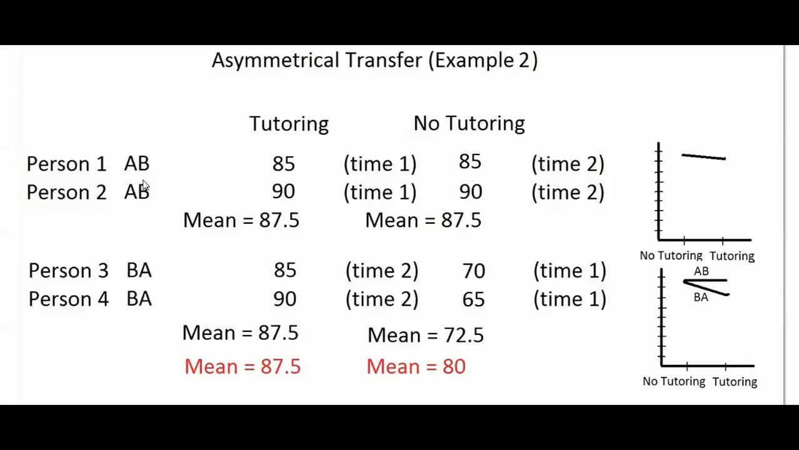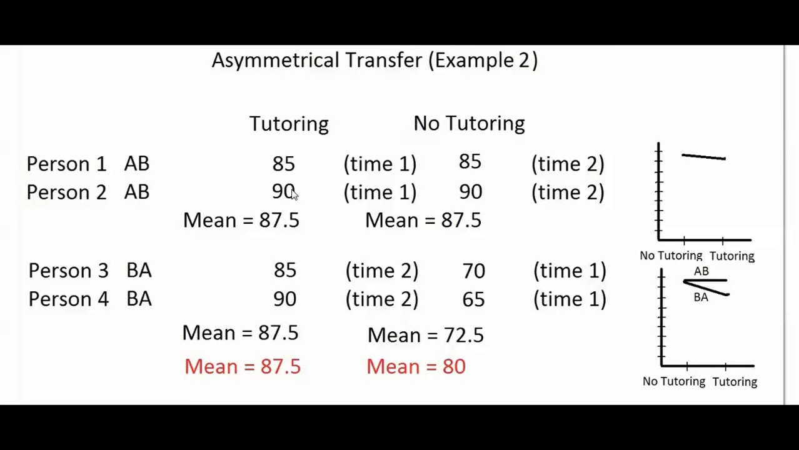We can see that when a participant is assigned to the A-B order, they do well on the exam at time 1 because the tutoring is helping them, and they do pretty well on the exam at time 2 because the tutoring is still helping them. Once a participant has been tutored, they can't be untutored. We can see that when a participant is assigned to the BA order, they do more poorly on the exam at time 1 because they've never been tutored, but they do pretty well on the exam at time 2 because now the tutoring is helping them.